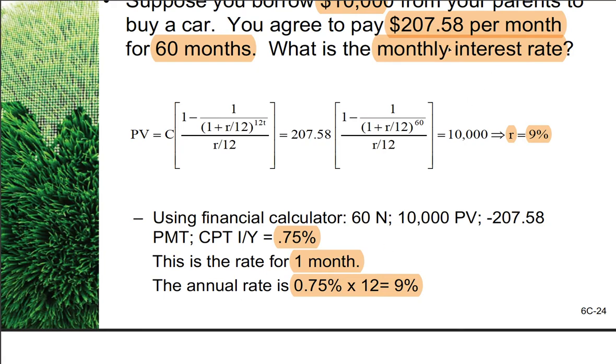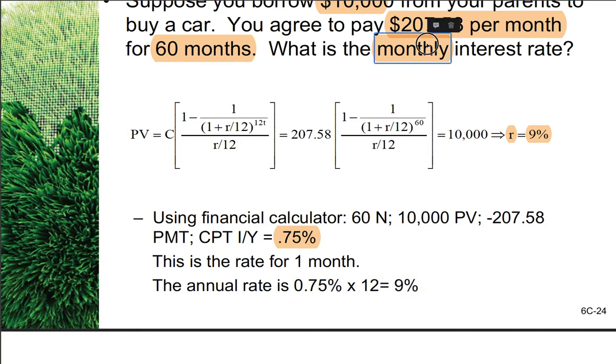But if you are asked the monthly interest rate, then this is the answer. If they ask the annual rate, it will be 9%. So you need to be careful with this one, because if it asks for monthly, the answer should be 0.75%.